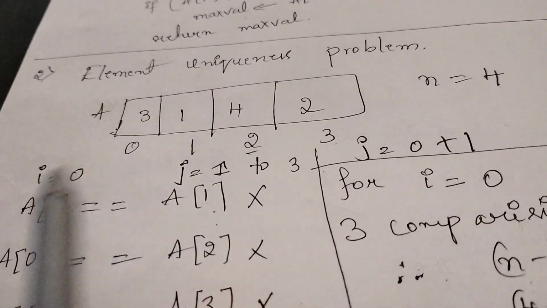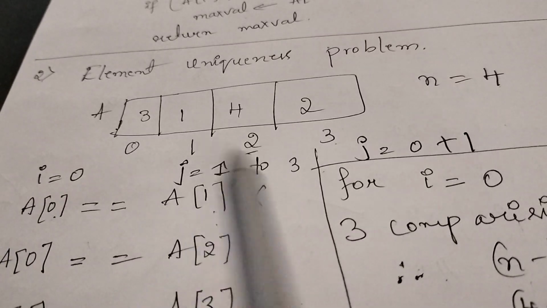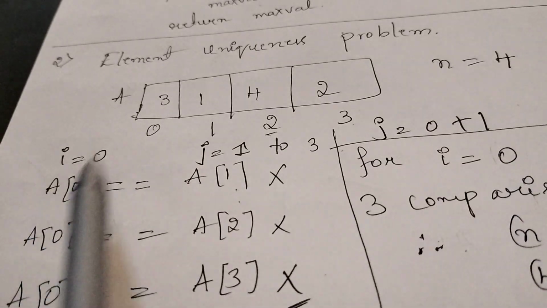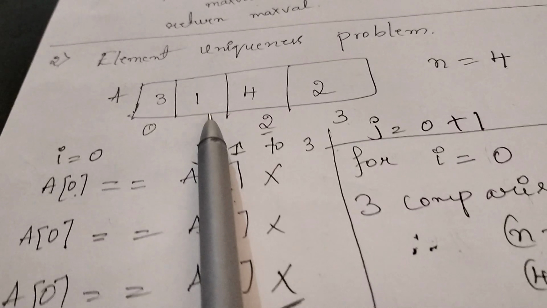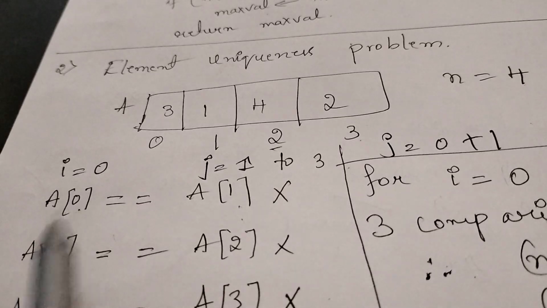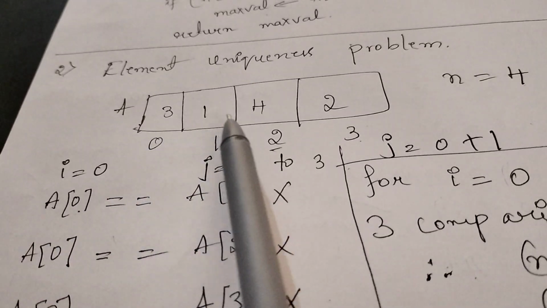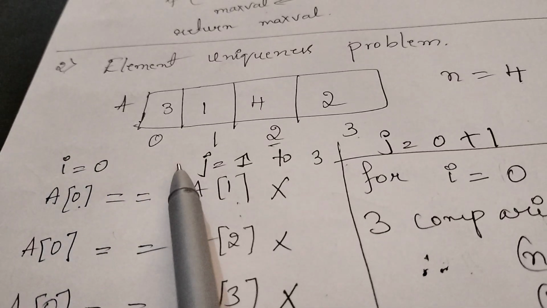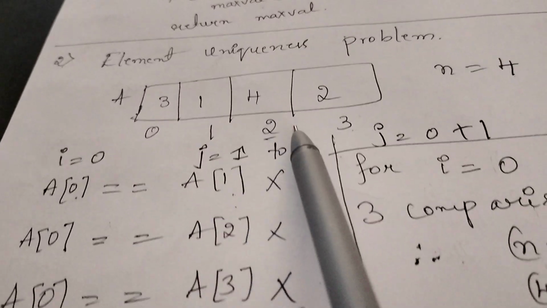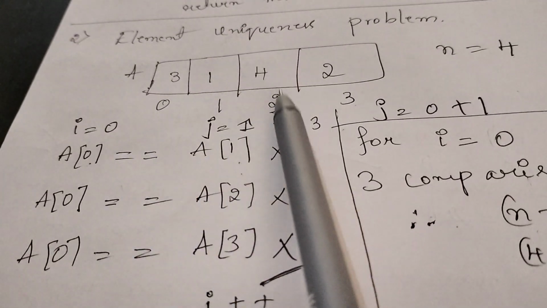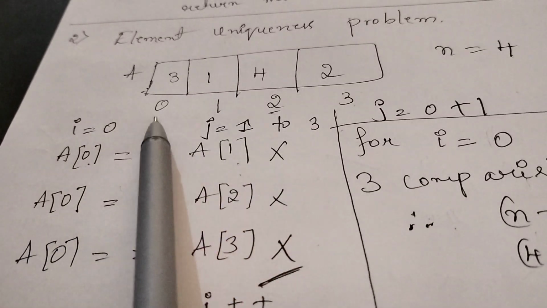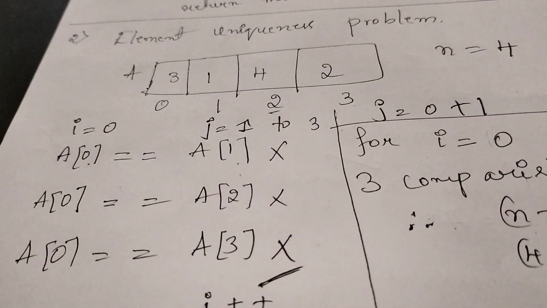Every time I should check that the first value is not equivalent to the other values, because we are supposed to find out the uniqueness. So the first element is not equal to the second element, the condition is true. Now I compare A of 0 with A of 2, which means 3 should be compared with 4. Is A of 0 equal to A of 2? No, 3 is not equal to 4, the condition is true.